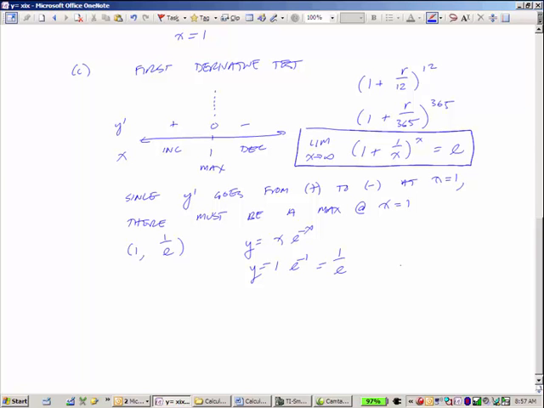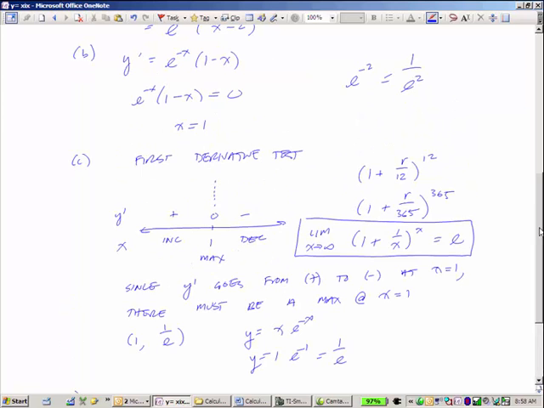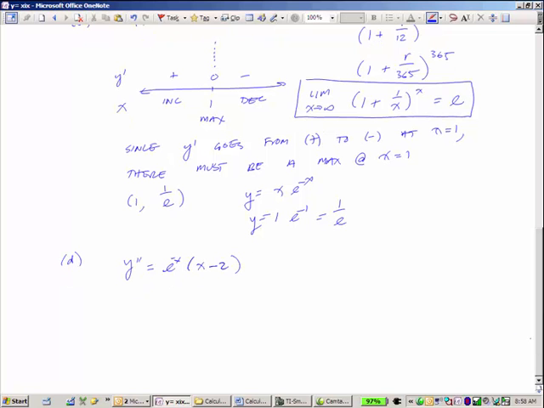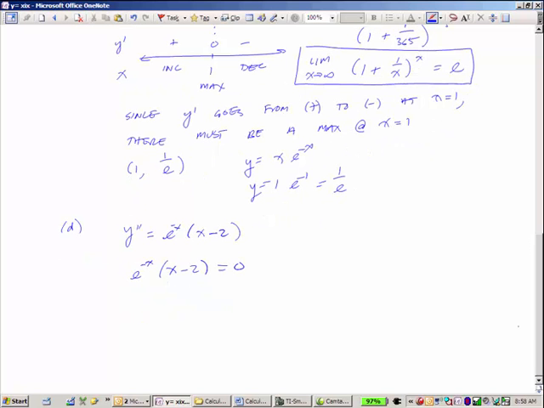We're ready to do the second derivative. Now, the second derivative we said was e to the negative x times (x minus 2). I need to find out where that's equal to 0. What can you tell me about e to the negative x? It's never going to equal 0. So x minus 2, what's that give me? x equals 2.